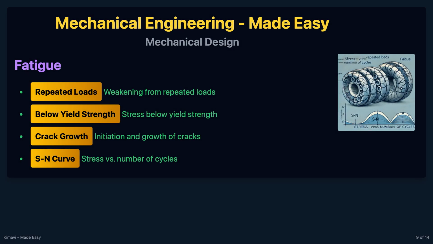Fatigue is the weakening of a material caused by repeatedly applied loads. Even if the stress is below the material's yield strength, repeated loading can lead to the initiation and growth of cracks, eventually causing failure. The number of cycles to failure can be represented by an S-N curve, which plots stress versus the number of cycles.